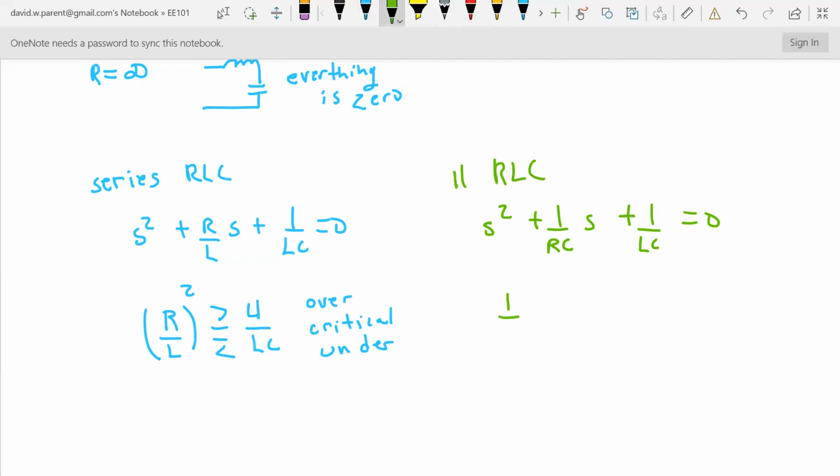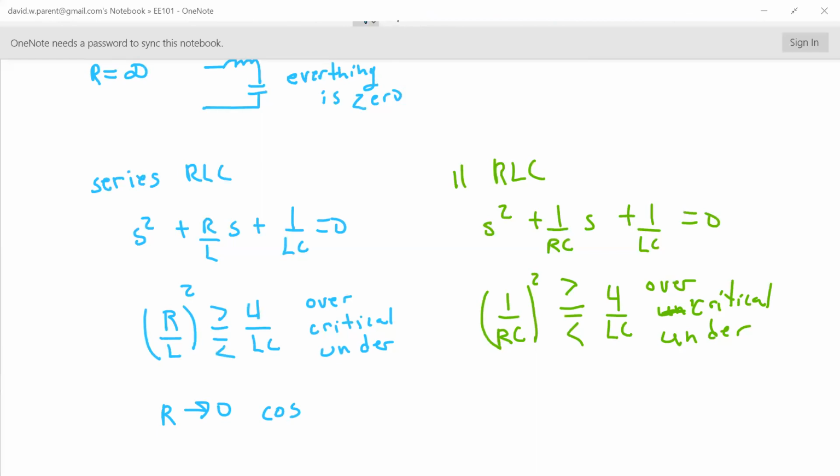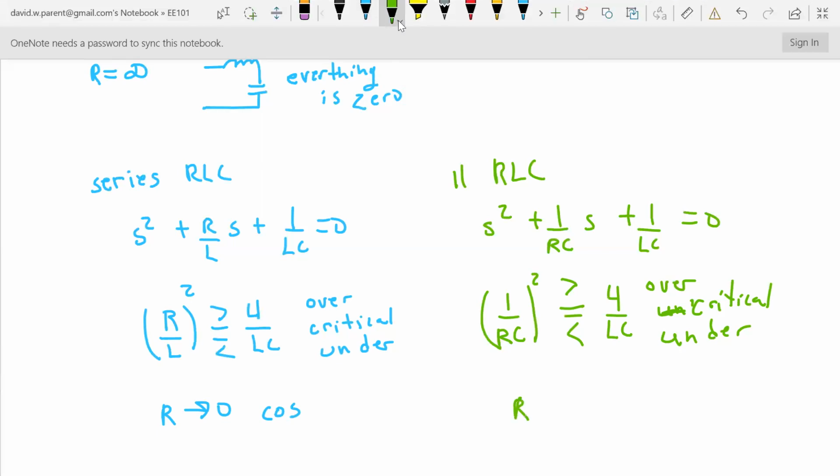For this, it's 1 over RC squared greater than, equal, less than 4LC gives over, critical, and under. In the series case, R goes to 0, we get cosine. Over here, R goes to infinity, we get cosine.